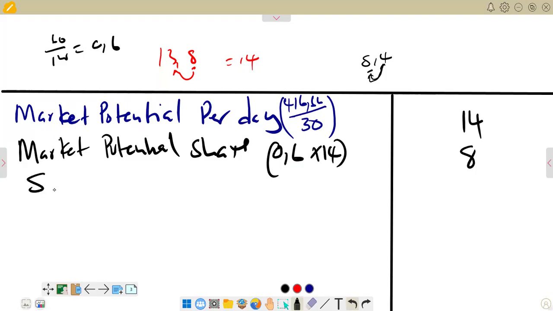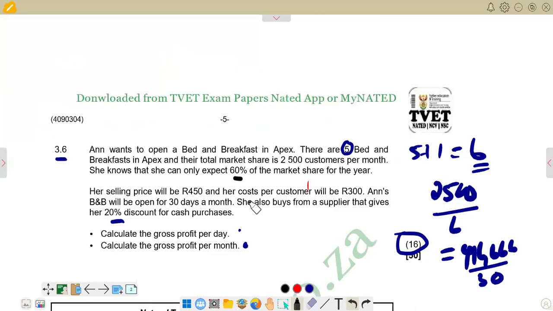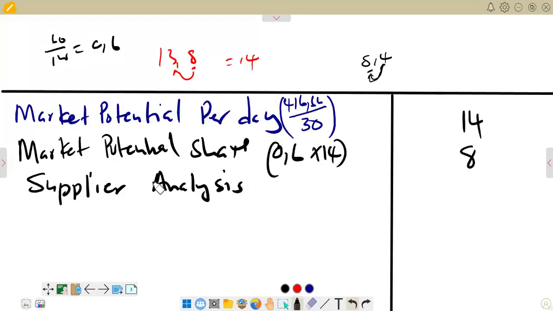Then we go to the supply analysis. Remember, for supply analysis, we are going to calculate the discount. So let's go back and see how we can calculate that discount. You would see that we are given a 20% discount, and the cost being 300. So we are going to say 20% of 300, and the answer that we get is going to be our supply analysis. 20% as a decimal becomes 0.2, and then we multiply by 300. If you multiply, you are going to get 60 as our supply analysis.